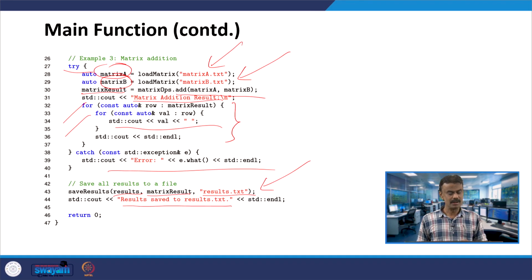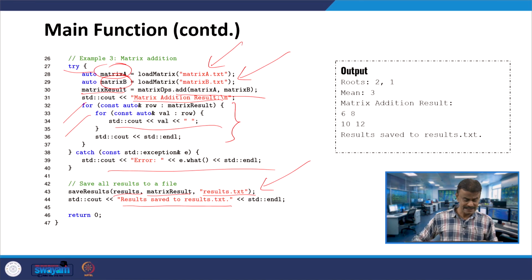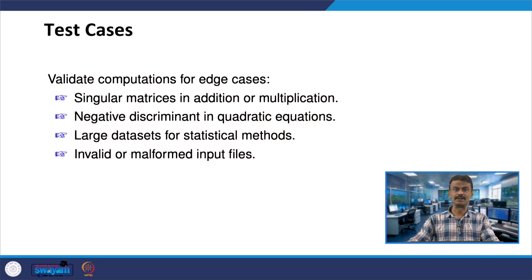That means we have seen some of the object oriented programming concepts, and we have got the results. One has to be very careful with the test cases. Suppose you are using singular matrices, say solving a problem like Ax equals b, or in addition or multiplication, suppose you take different dimensions. One has to be very careful about these edge cases. Suppose a negative discriminant happens; we had seen how to manage that. Or even large data sets, how to handle them.